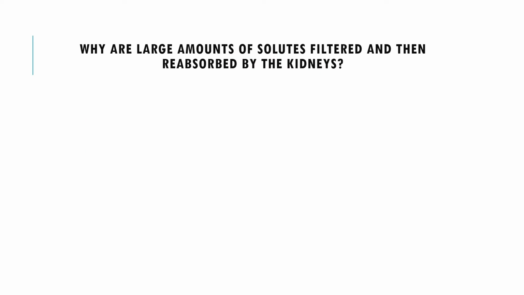So we know that there is a huge amount of filtrate produced by the nephron, around 180 liter per day. So why are large amounts of solutes filtered and then reabsorbed by kidneys? 180 liter per day is produced, then a huge amount has to be reabsorbed, and only 2 liter will be excreted in urine. So why not a small amount of GFR is produced and that is excreted in urine?